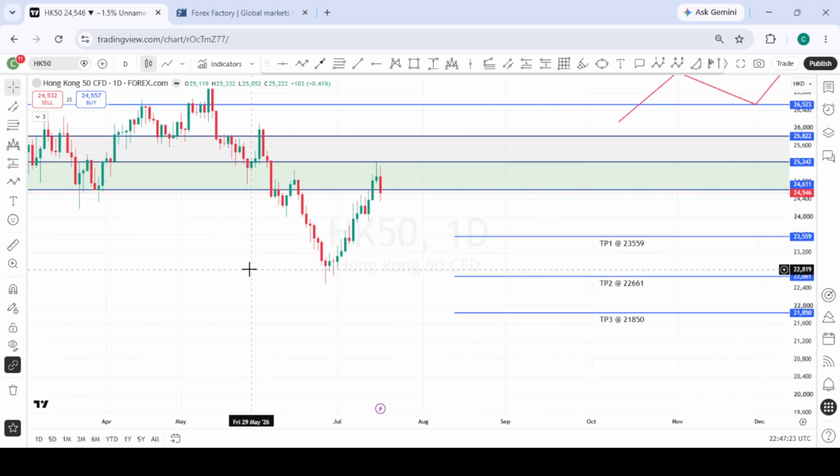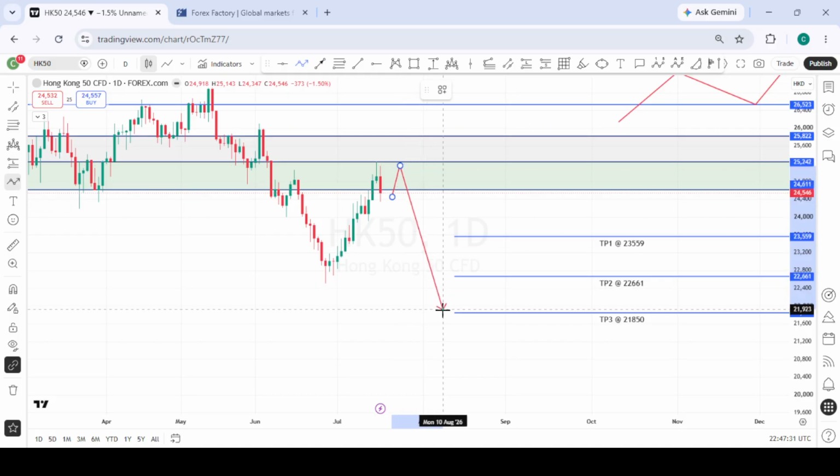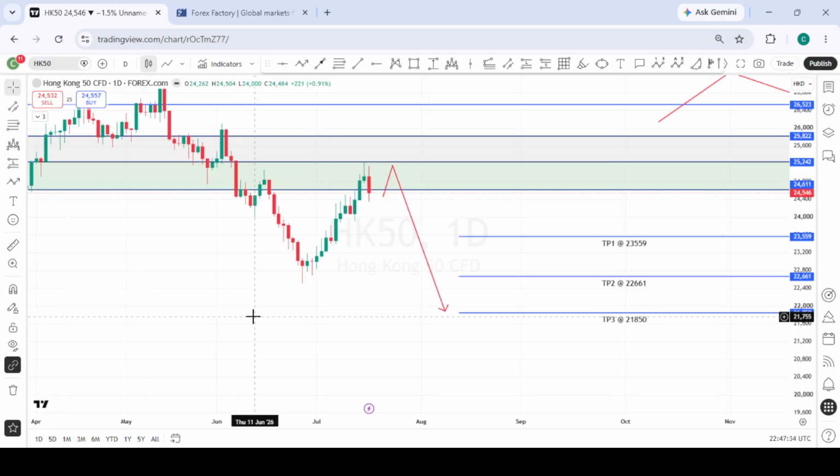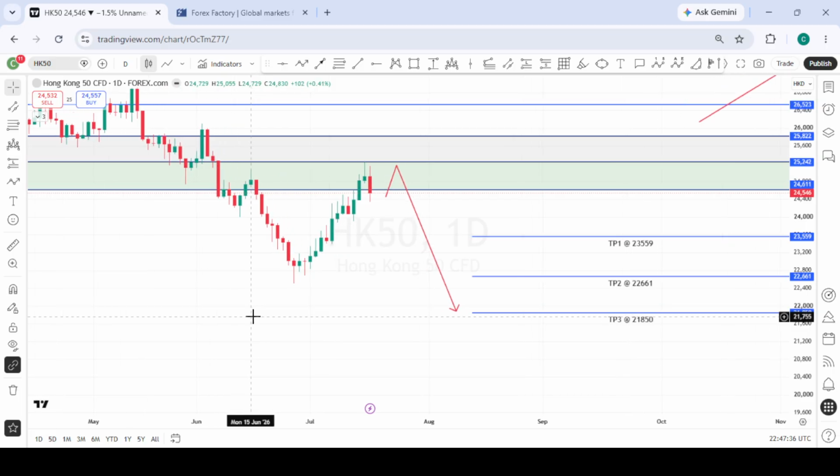So going into next week, we just have to be patient to see how price plays out here. If we get a double top, a head and shoulder formation, or any selling confirmations within this zone, we'll take ourselves from here to the downside on HK 50.